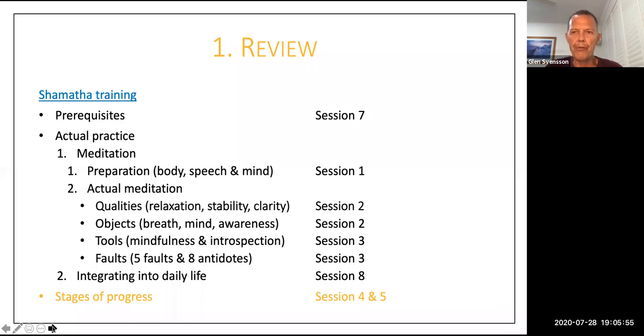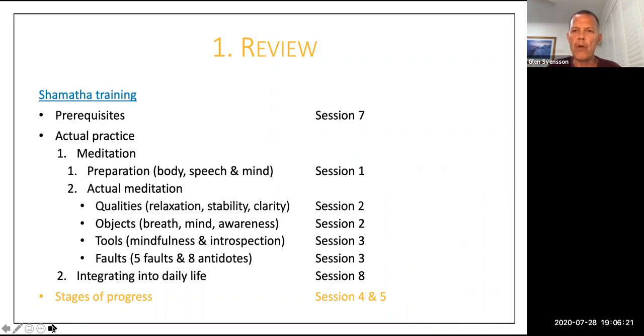The rope of mindfulness is the symbolism: tie our mind with the rope of mindfulness to the object, and then use the hook of introspection as quality control to monitor that mindfulness, to notice if we're becoming dull or distracted. And then we had a look at the 5 main faults in this shamatha practice and how to apply those 8 antidotes to those 5 faults.